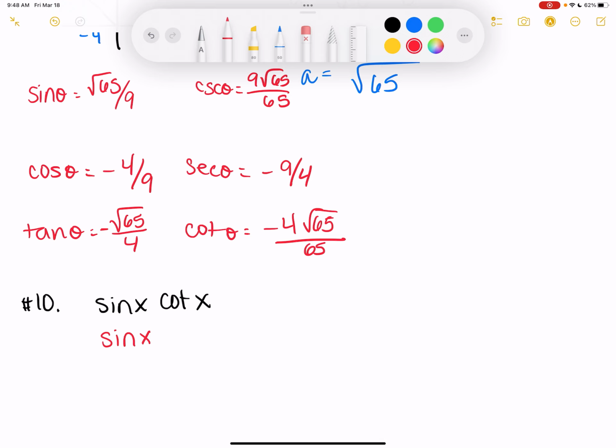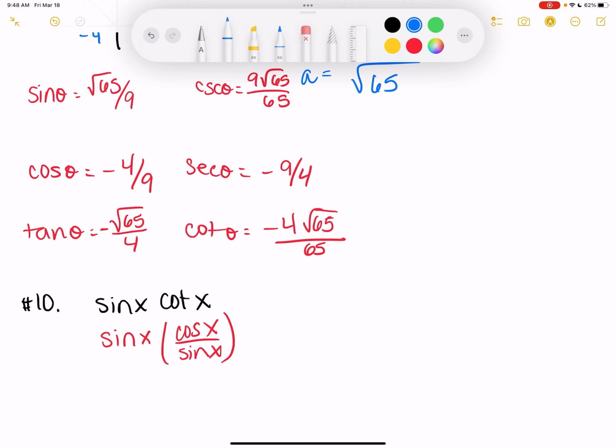Okay, one of your identities should say cotangent is equal to something in regards to sine and cosine. Cotangent is equal to cosine over sine. So we can rewrite this as sine of x times cosine of x over the sine of x.